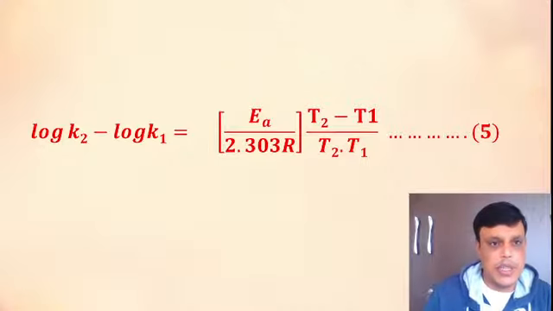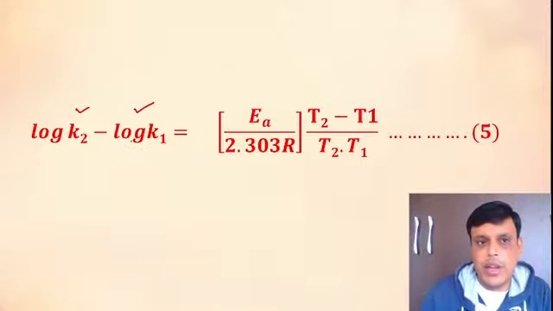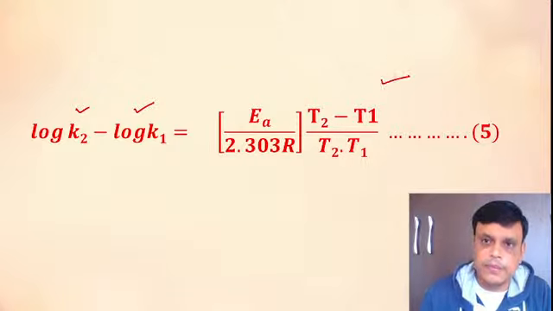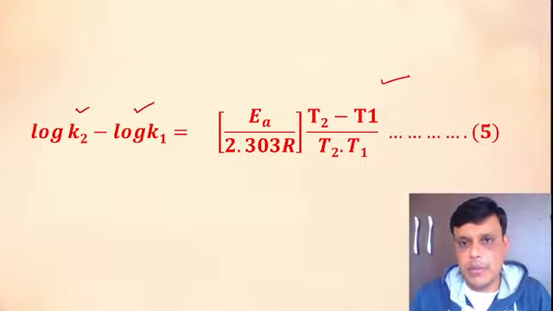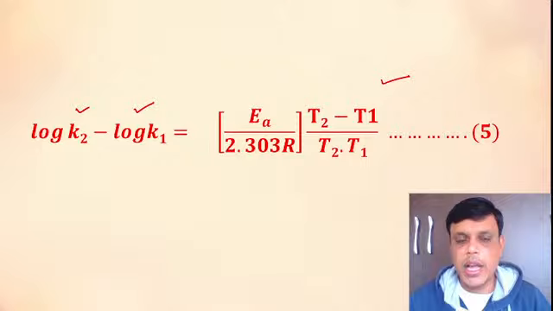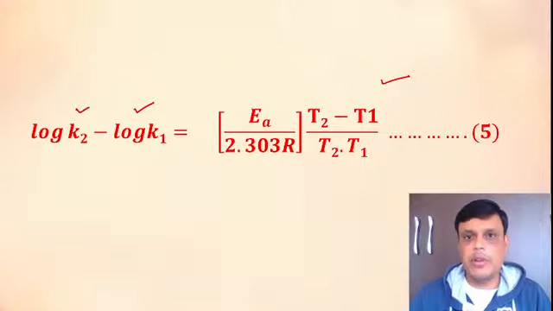After subtracting we will get this equation: log K2 by K1 equals EA by 2.303 R into T2 minus T1 divided by T2 into T1. This is your equation. So this is the graphical method, and this is the analytical method. By using this equation, you can find out the energy of activation. We will rearrange it and find out the energy of activation.